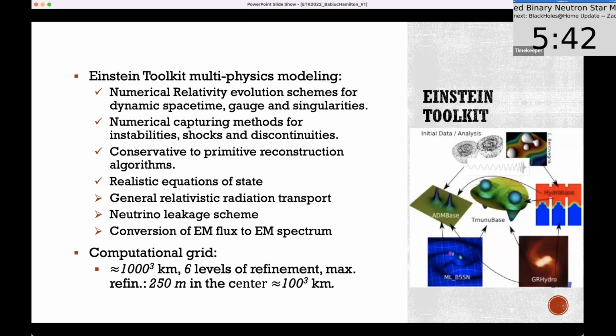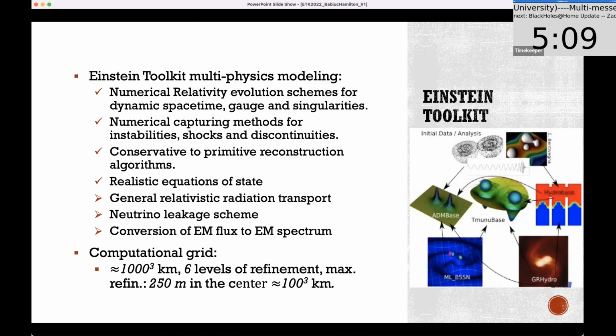It allows us to evolve dynamic space-time, takes care of gauge and singularities, also evolves matter with numerical capturing methods for instabilities, shocks, discontinuity, has conservative and primitive reconstruction implemented, and realistic equations of state. It does not have yet general relativistic radiation transport, neutrino leakage scheme, conversion of electromagnetic flux to electromagnetic spectrum, so there are things that can be improved.